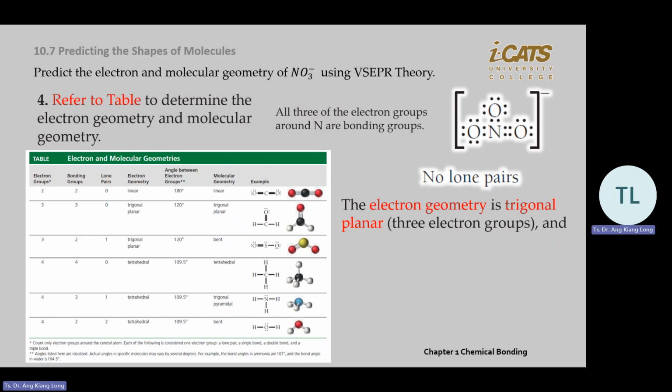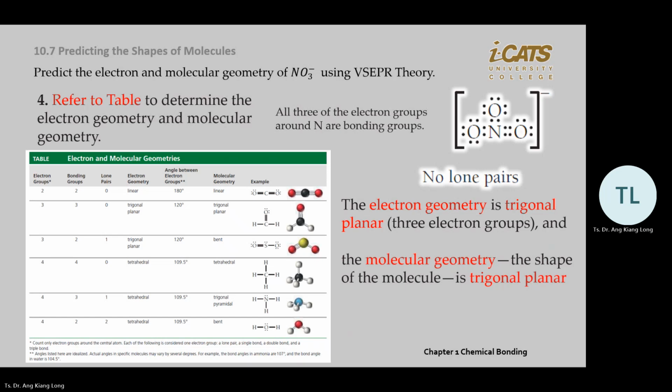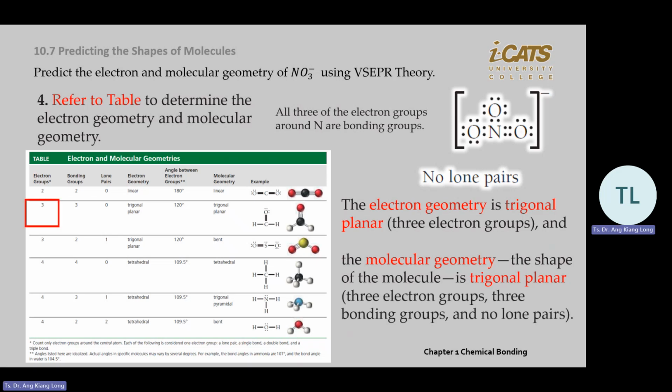So you have 3 electron groups. You're able to understand why it's 3. So the electron geometry will be trigonal planar and the molecular geometry will be trigonal planar also. There are 2 different answers. One is for electron geometry, one is for molecular geometry. Okay. All right.